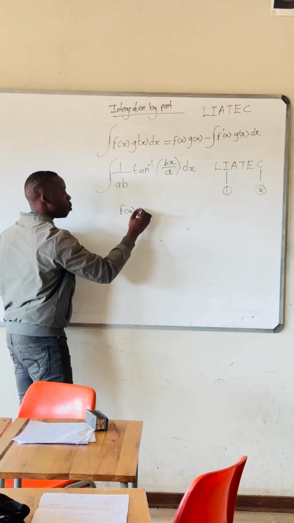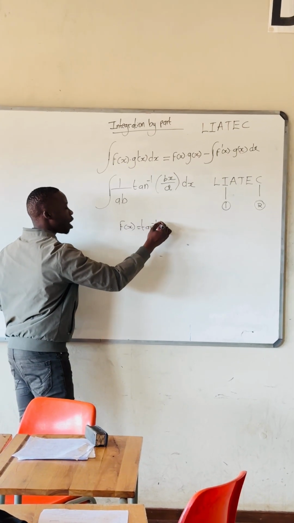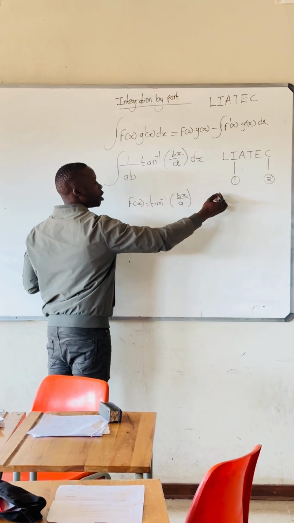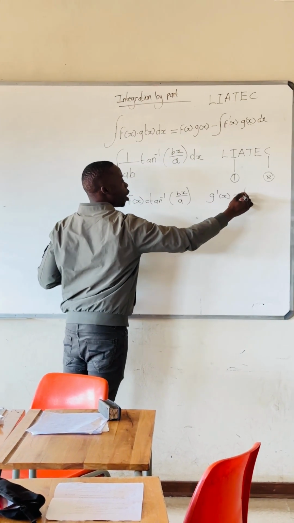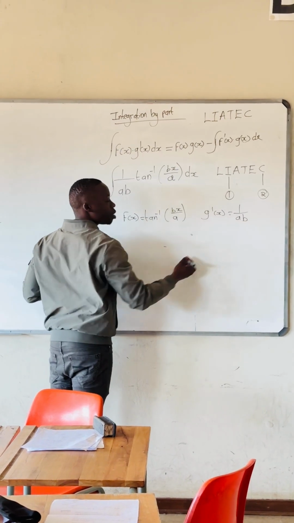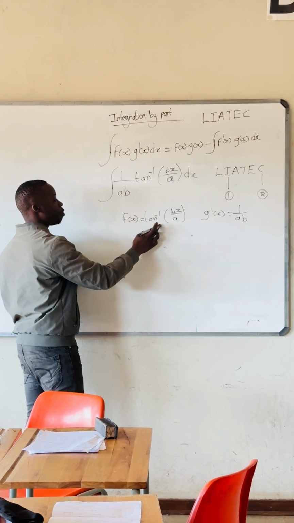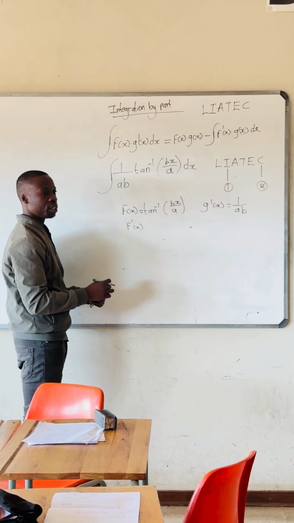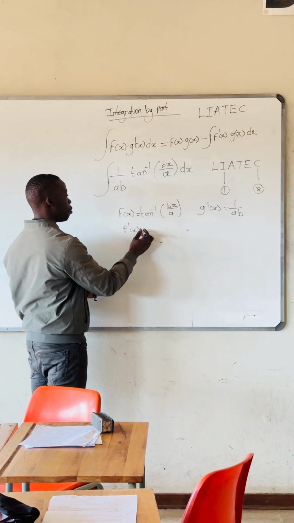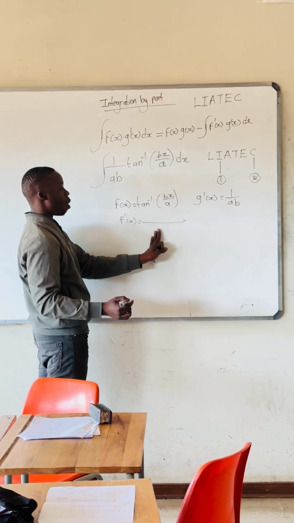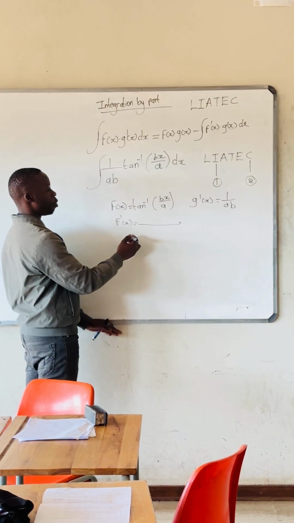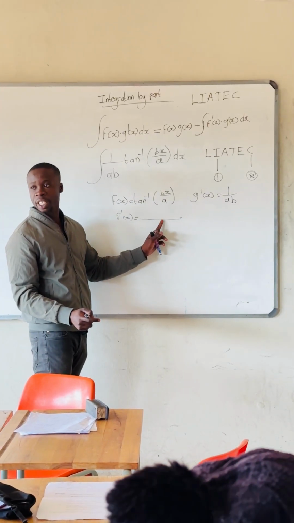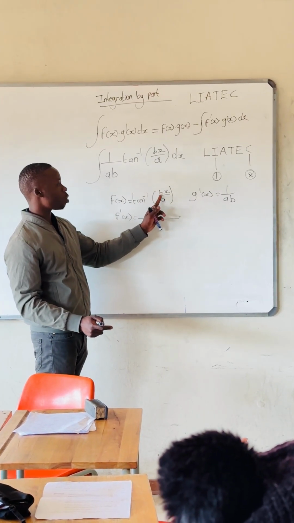Because we have identified 1 here, it means our f of x is the inverse of trigonometry, so you're going to say arc tan of Bx over A. The second function will become 1 over AB. Therefore, we find the derivative of this function. What is the derivative of this? We use the formula sheet, which will tell us how to differentiate this. Here we must put the derivative of f of x. So what is the derivative of f of x?